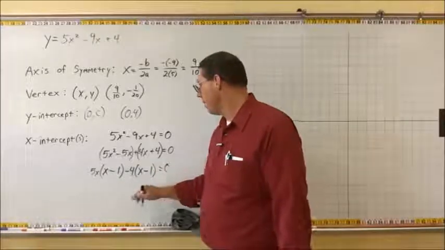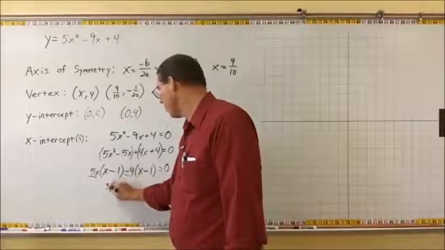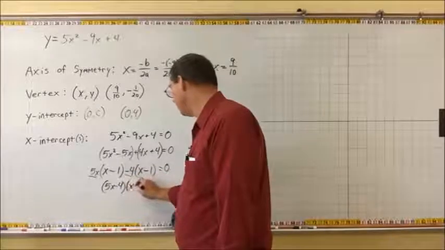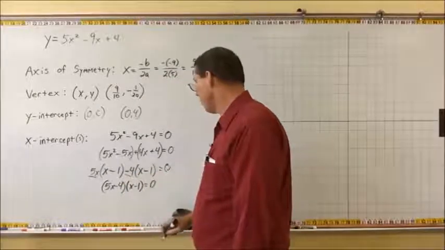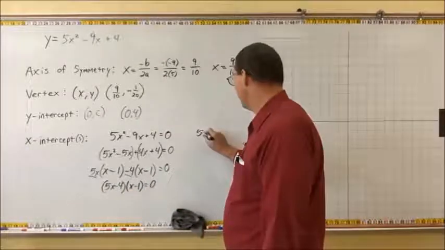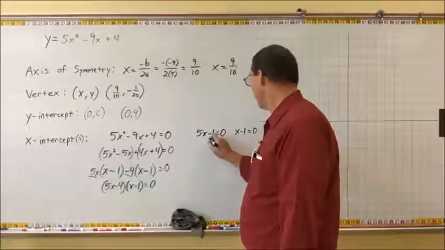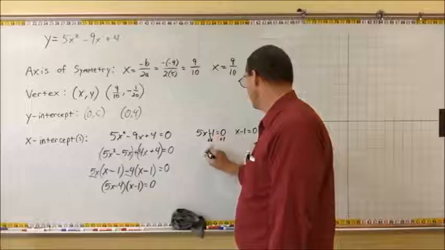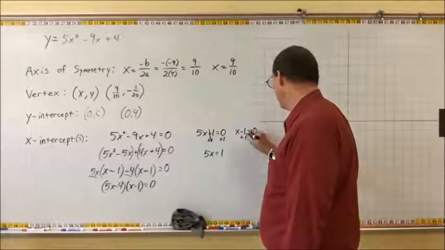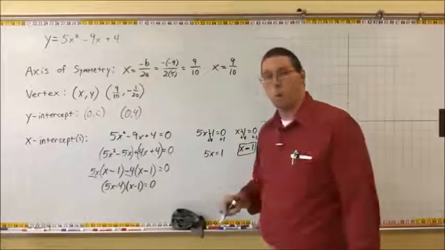Equals 0. And now we have 5x minus 4 is one of our factors. Our other factor is x minus 1. And it equals 0. So now we just set each of our factors equal to 0. 5x minus 4 equals 0, and x minus 1 equals 0. We're going to add 1 to both sides. We're going to add 1 here, add 1 here. We're going to have x equals 1. So we have one of our solutions, x equals 1.